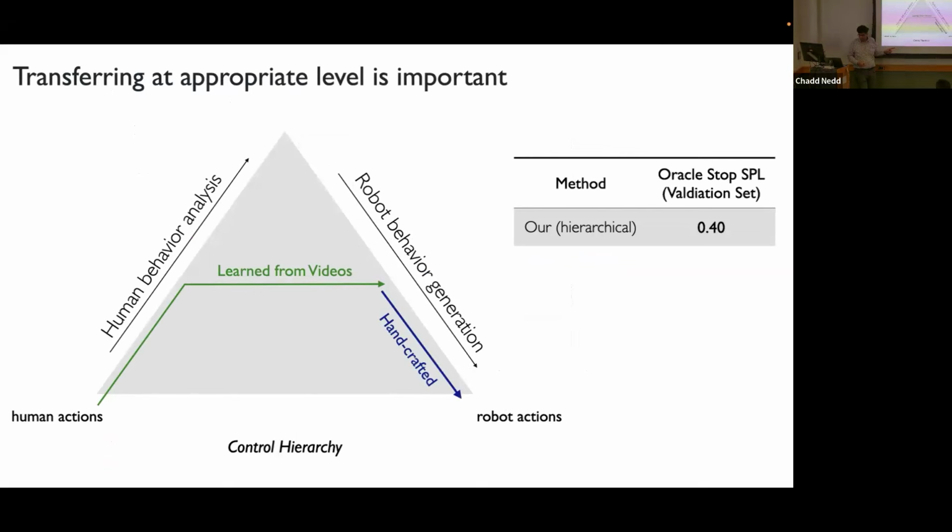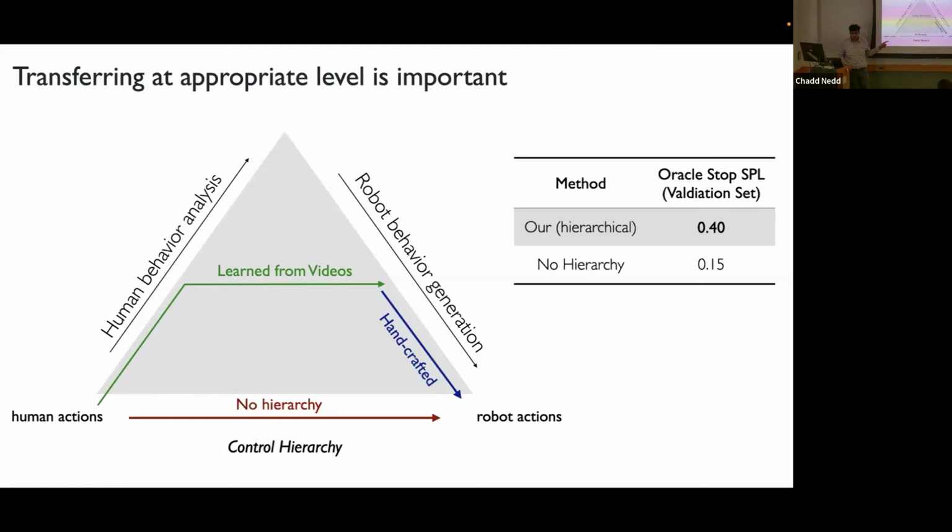If I instead did no hierarchy, if I directly tried to map from human actions to robot actions, in this case by using this inverse model, that actually does only 15%. So this topological wrapper around it was actually contributing to the performance. And this is an instance of transferring at the appropriate level of abstraction.